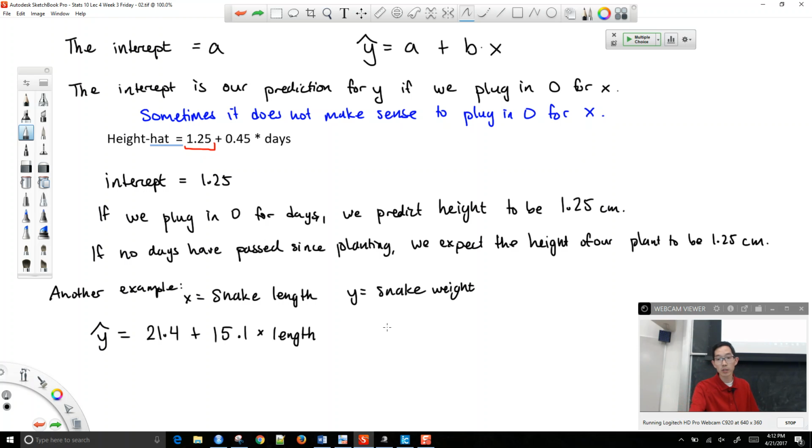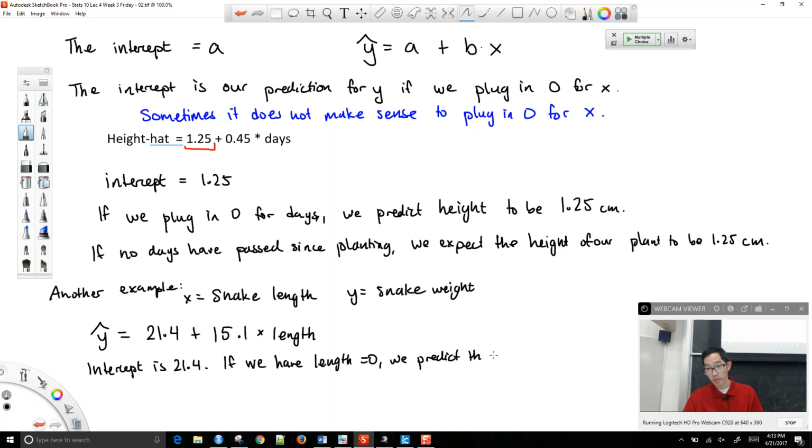All right, so in our case, our intercept is 21.4, and the direct interpretation is if we have length equal to 0, we predict the weight to be 21.4, I don't know, whatever we're talking about, grams or something like that.